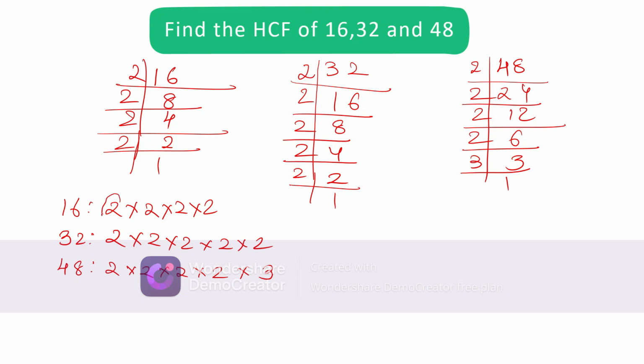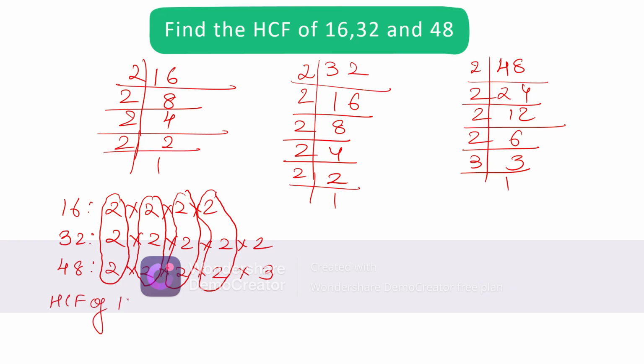So this 2 is common, so I'll circle this 2. Again this 2 is common, so I'll circle this 2. This 2 is also common, so I'll circle this 2. Yes, again this 2 is also common, so I'll circle this 2. Is there anything else that's common? No.